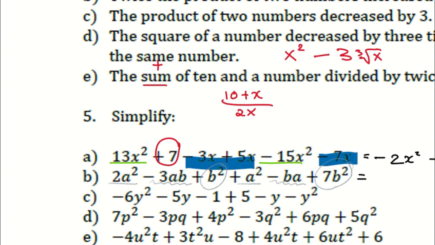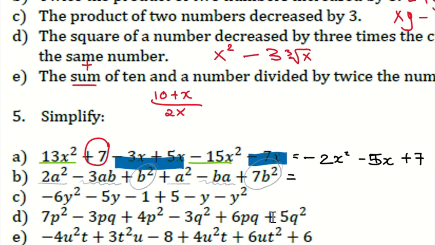Alright, for time's sake I'm not going to write it out, so I'm just going to say 2a squared goes with this one. What is the coefficient there? 1. So that is going to be 3a squared. Then the next term is going to be negative 3ab minus ba. What is the coefficient here? The coefficient here is 1. So it's negative 3 minus 1, which equals negative 4ab.